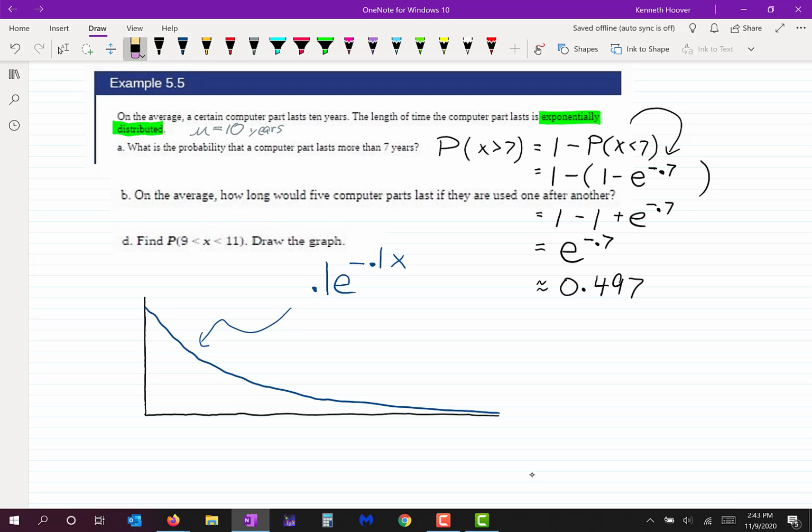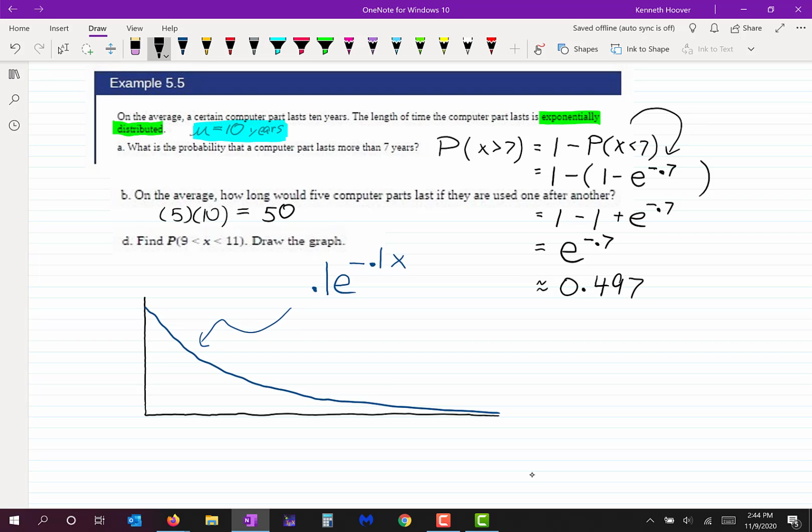Okay, so for part B, it's actually much easier than you might think. On average, each part lasts 10 years. So if you use one part and then another and then another and then another and then another, you're going to get an average lifetime of 10 plus 10 plus 10 plus 10 plus 10. It's going to be 50. Okay, 5 times 10 equals 50. That's literally all you have to do for that one.